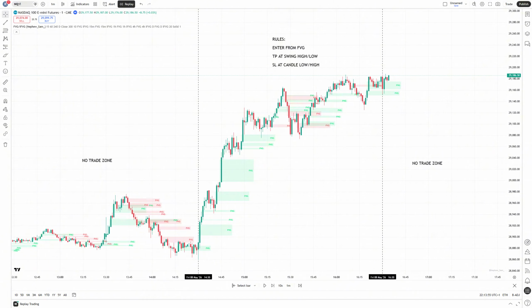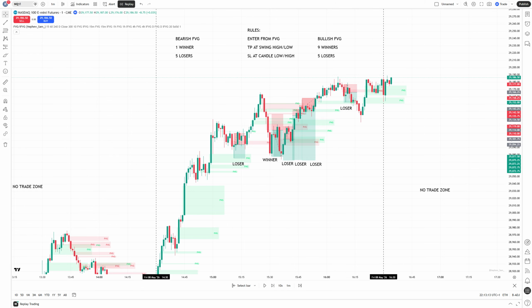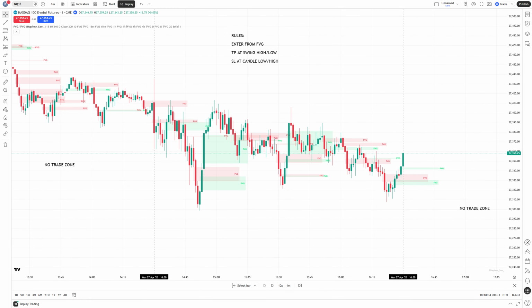Over this 2-hour period, the bullish fair value gaps had 9 winners and 5 losers. The bearish fair value gaps had 1 winner and 5 losers. Now compare that to this environment. Completely different behaviour. Price is choppy and rotational.